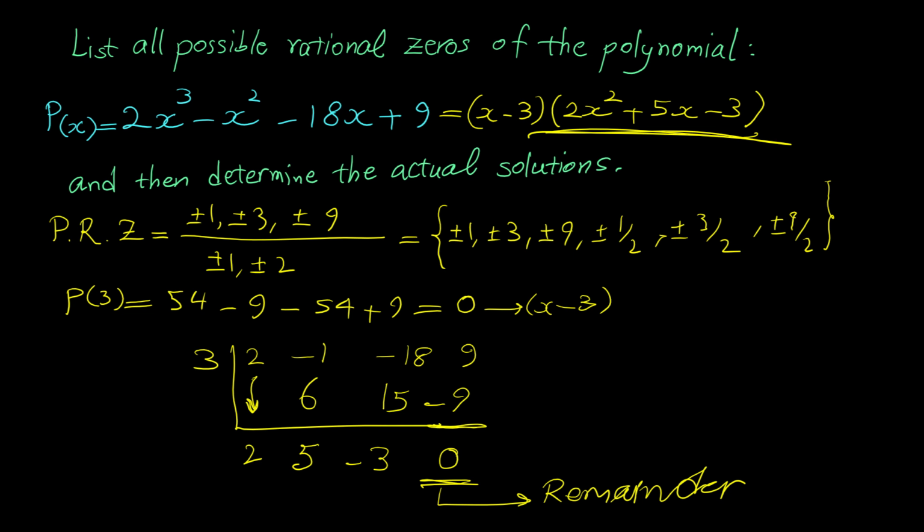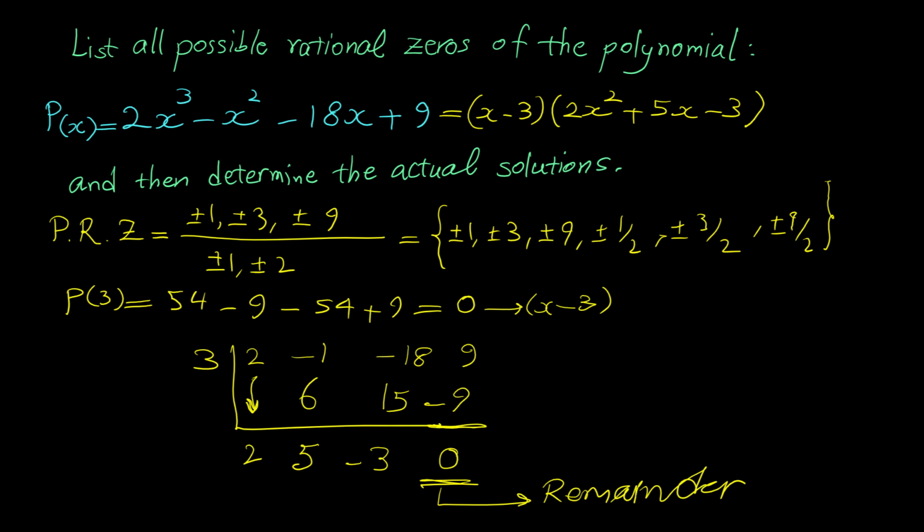For factoring this quadratic polynomial, we are not going to use the same method. It's easy. If you remember the method for quadratics, we multiply this 2 by this number, then we have a new number. 2 times negative 3 is negative 6. Now we look for two numbers whose product is negative 6 and whose sum is 5. Can you guess what those numbers are? Two numbers whose product is negative 6 and the sum is 5.